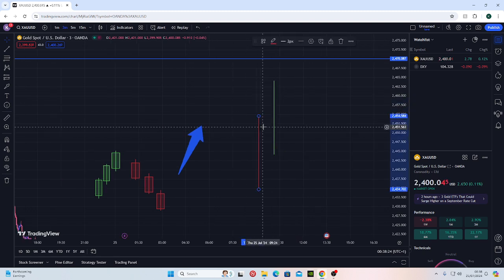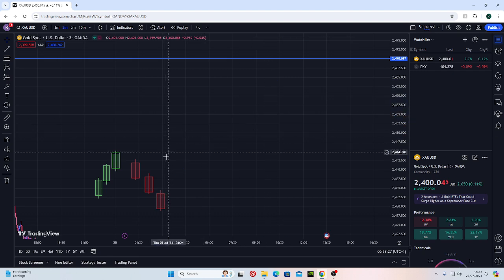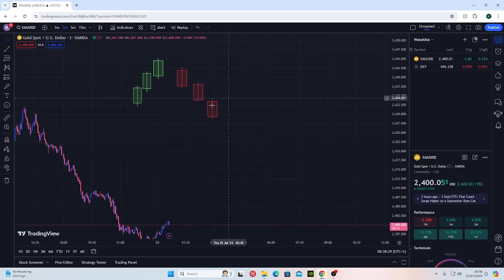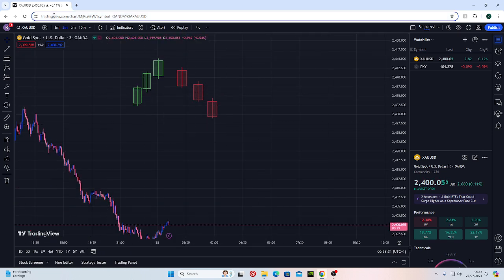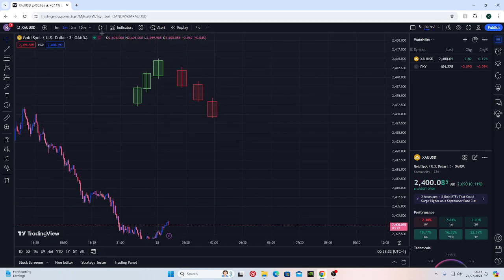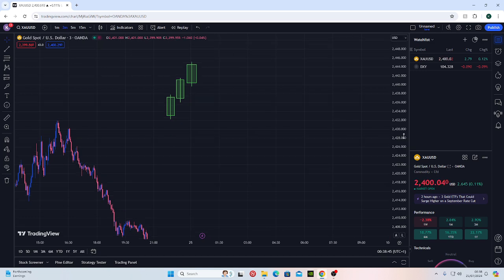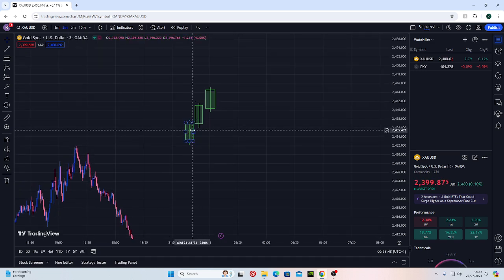Now, when I trade, all I look for, so go into TradingView, it's up top there, it's free, so you don't have to pay anything for it. All I look for when I trade is a fair value gap, which is a massive gap in price. So as you can see, this candle is down here.